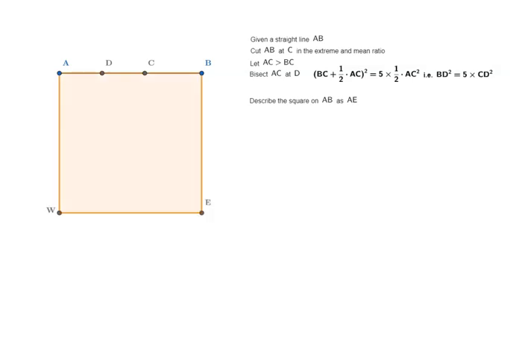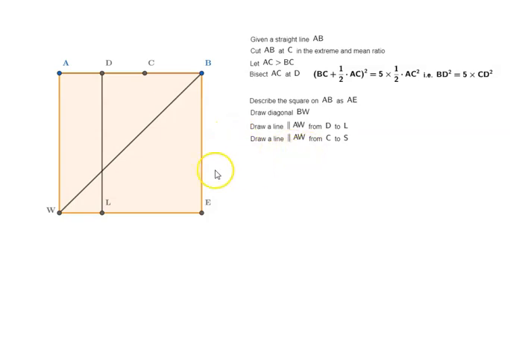Let's mark these points W and E. Now let's join B and W. Now let's draw a line parallel to AW from D to L. Similarly, draw a line parallel to AW from C to S. Mark the intersection of BW, the diagonal, and DL as K. And similarly, mark the intersection of BW and CS as U.